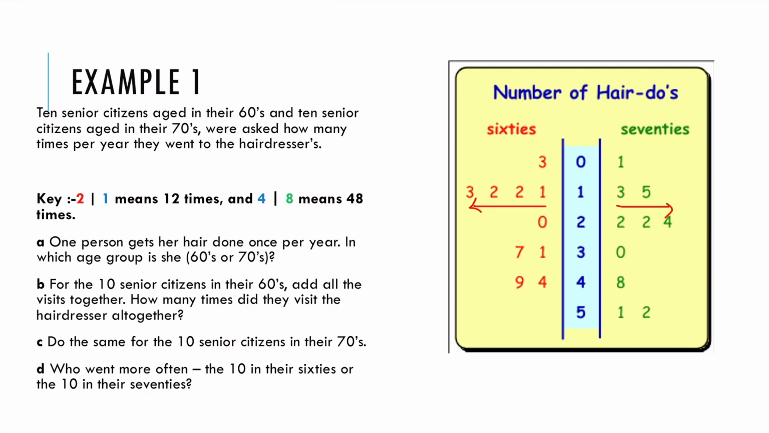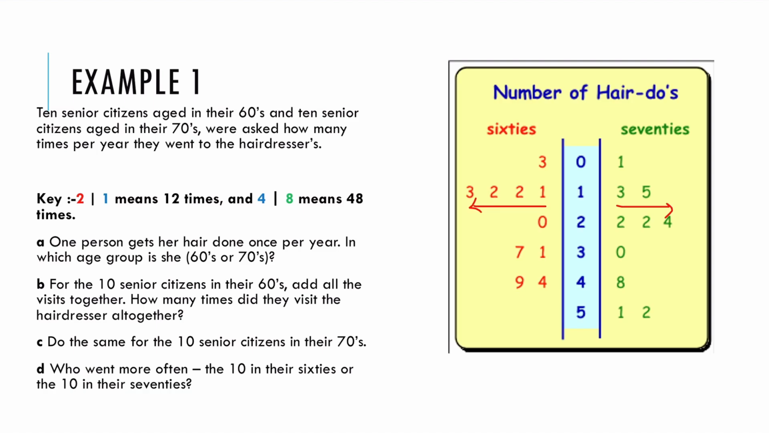So the question says 10 senior citizens aged in their 60s and 10 senior citizens aged in their 70s were asked how many times per year they went to the hairdressers. The key tells us that on the left hand side the 2/1 means 12, and on the right hand side the 4/8 means 48 times.